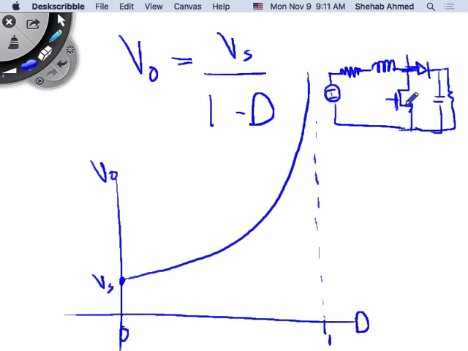If I did not store any energy, meaning I kept the switch open all the time, what was happening? I was taking my input voltage and connecting it to my output, right? This is my equivalent circuit.